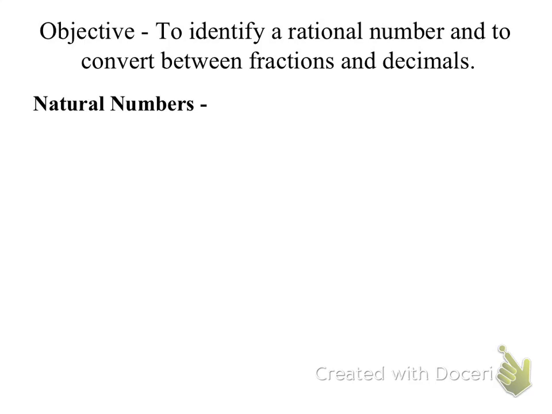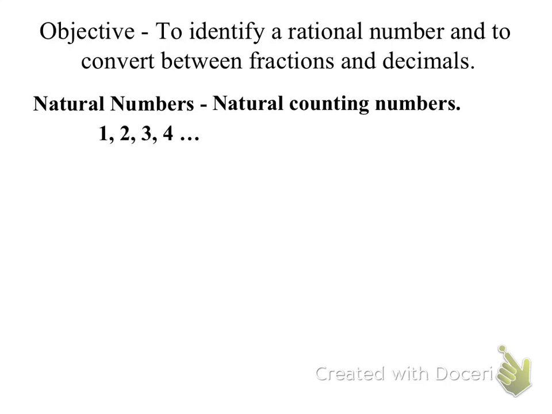What are natural numbers? Natural numbers. David. 1, 2, 3. We call those all of our counting numbers. They are all of our counting numbers. 1, 2, 3, 4, so on.